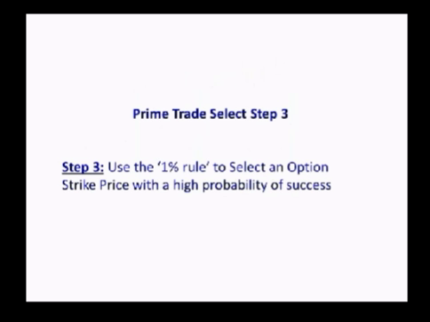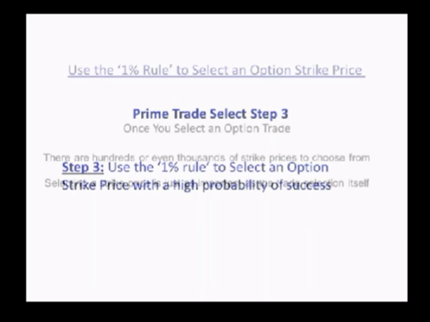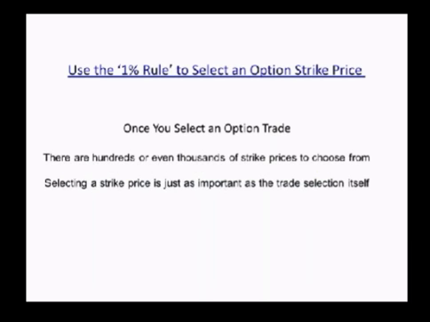And once we decide that we're going to purchase a call option, we use what we call the 1% rule to select the option strike price. We normally trade fairly liquid stocks or ETFs. So once we decide we're going to buy a call option on a stock or an ETF, there could be hundreds or even thousands of strike prices to choose from. So selecting the strike price is just as important as the trade selection itself.